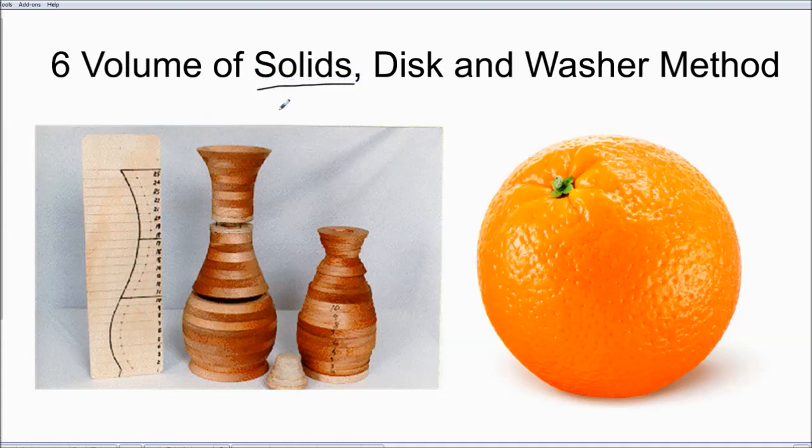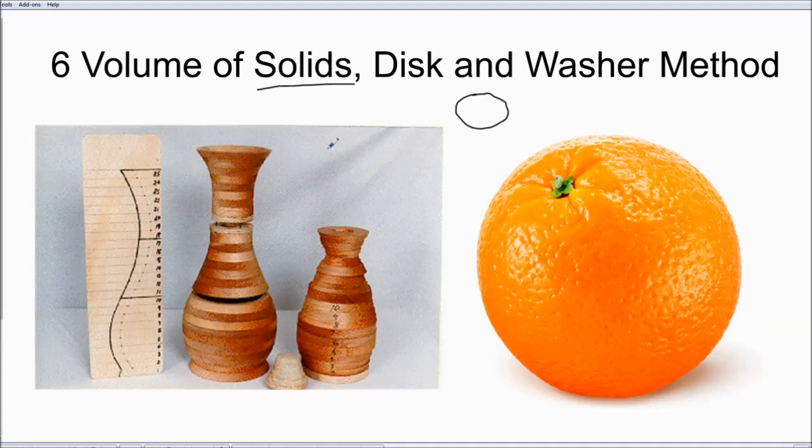So for volume of solids, I want you to be reminded a circle is a shape, right? Over here we've got an orange. An orange is a sphere, and a sphere is not actually a shape. It's three-dimensional, it has volume, and so if it's three-dimensional, we call it a solid. If it's two-dimensional, we call it a shape. Okay, so just want to make that distinction before we get started.